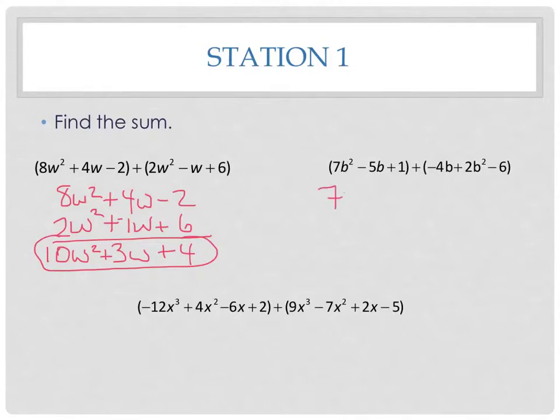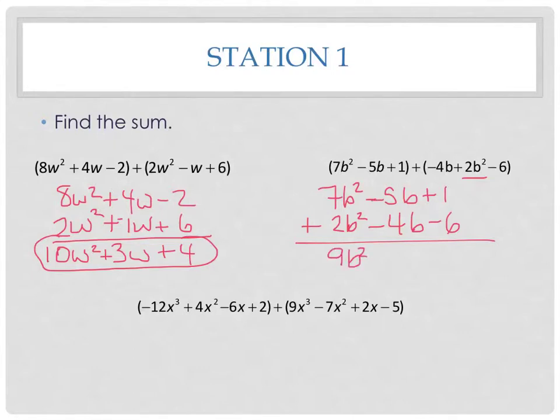And the next one, we're going to go 7b squared minus 5b plus 1. And we're going to add again. Here we've got to take 2b squared first, minus 4b minus 6. So again, we're adding 7b squared, 2b squared, that's 9b squared. Minus 5b minus 4 more b's would be minus 9b. Again, I can add negative 5 plus a negative 4. And then again, adding again, 1 plus a negative 6 would be minus 5. So there would be the sum for that one.